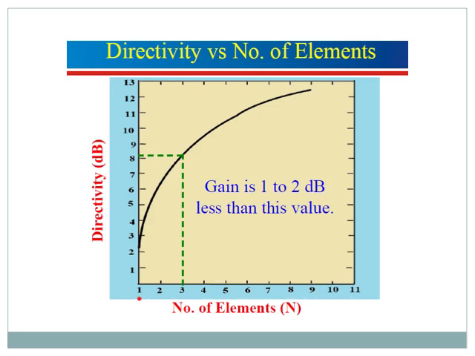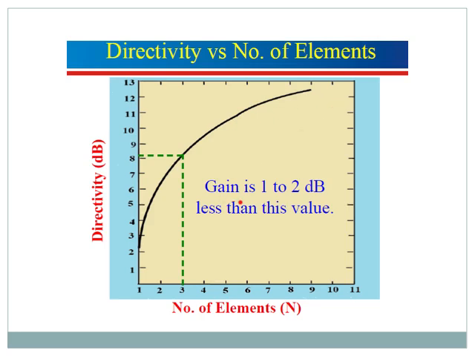As you can see, when the number of elements is 1, the directivity is least. As it increases to 2, 3, 4, 5, 6, like that, up to 11, depending on how many reflectors and directors we take, we get 1 dB more gain, and if we are using 5 reflectors, we get 5 dB more gain, and the directivity increases.